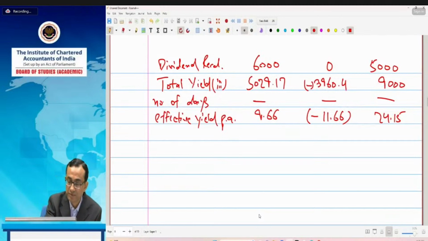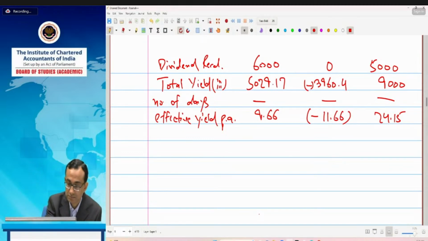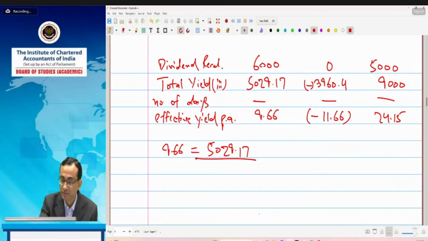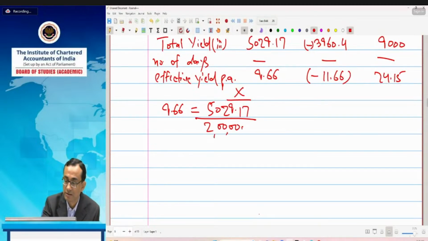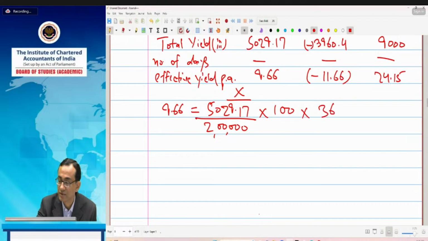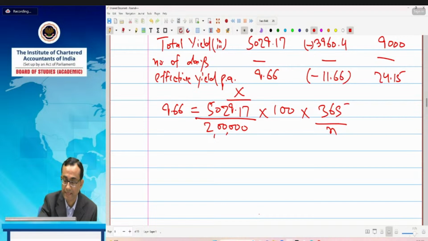So we will calculate by the same formula. Effective yield is equal to total yield divided by the initial investment into 100 into 365 upon number of days investment held. So what is the effective yield? It is 9.66. Total yield we have calculated, 5029.17, divided by 2 lakh, which is the initial investment, into 100 into 365 upon number of days investment held. Let us assume number of days investment held as N. So let us calculate this aspect.